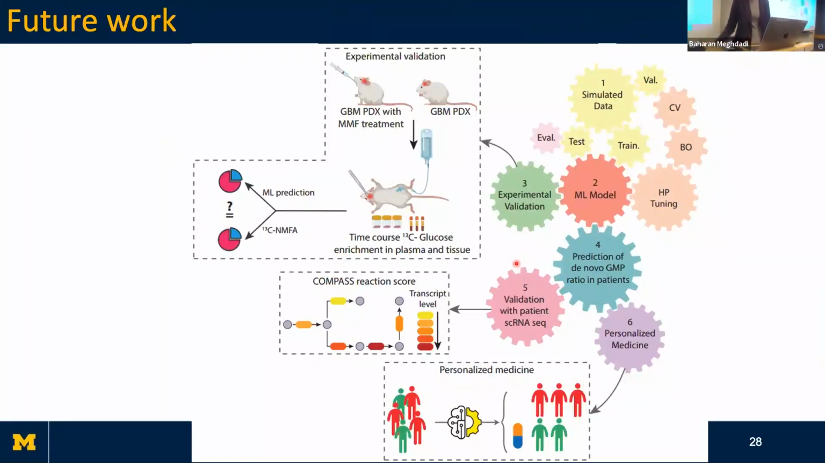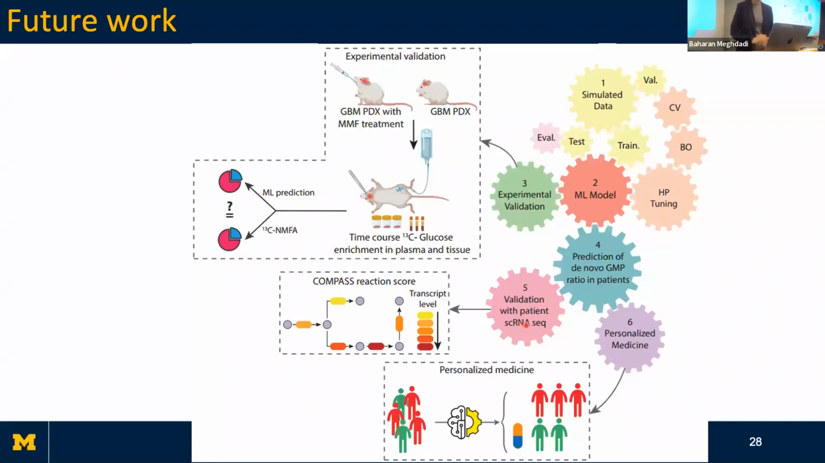And in future, we'd like to further validate our model based on, again, mice data, but this time we'd like to have a time course experiment. And with multiple time points, we again can use our previous metabolic flux analysis model to find different fluxes and the ratio of de novo GMP synthesis. And we can also use our machine learning model to predict the ratio, and then we compare these two.